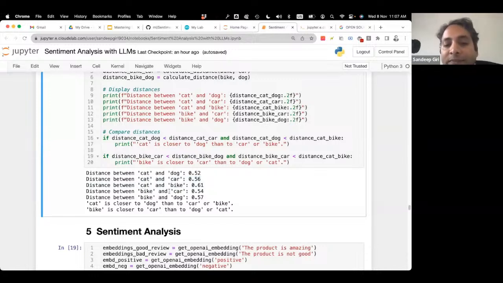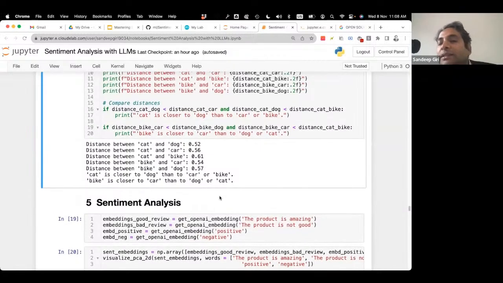So bike and car are closer than bike and cat, okay, if you see that. Bike and dog are this much, 0.57. And so you can see there is, you know, definitely a relationship here. Okay. So the distance actually represents something. The distance, the one that we used our formula to convert cat and dog into a number, seems to be useful.